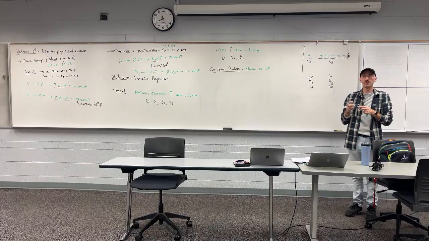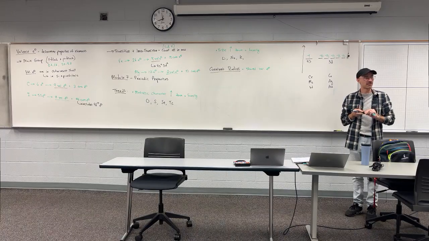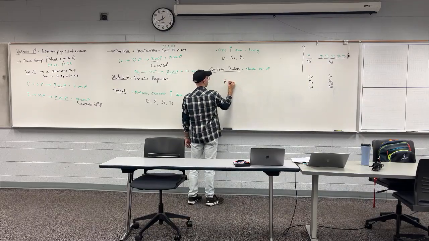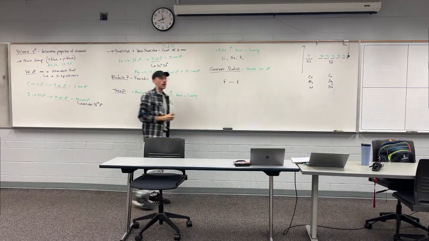The covalent radius is the size of an atom that we get based on its bonding. And this really works best when two atoms of the same element are bonded to each other. It gets a little bit harder if you've got different elements with different sizes bonded to each other. So let's look at the fluorine-fluorine bond.